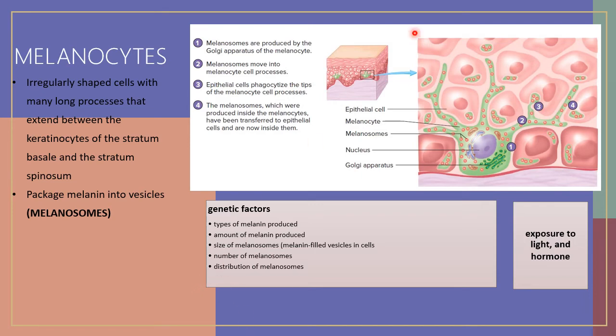Now, your melanin production is determined by two factors, no? These are your genetic factors and your exposure to light and hormone. Your genetic factors, this is the one that is mainly responsible for the variation in skin color among different races and among different people of the same race. For example, Filipinos, we are darker than the Western people.